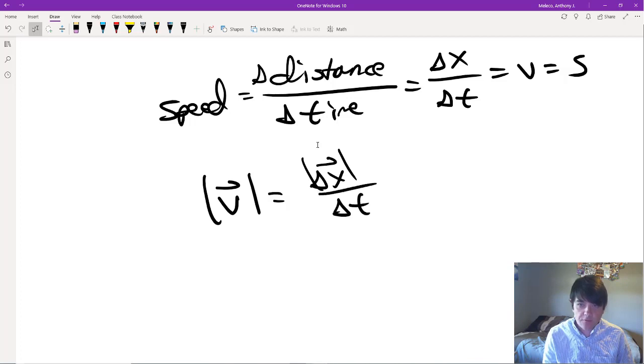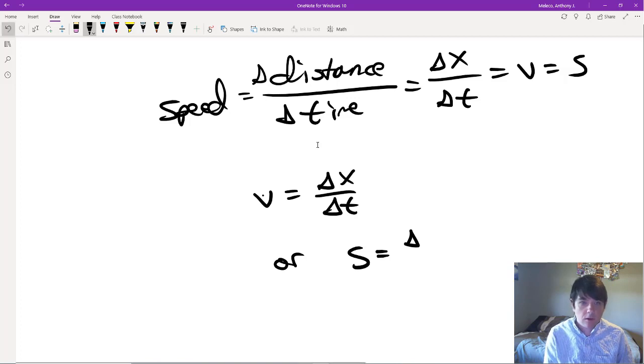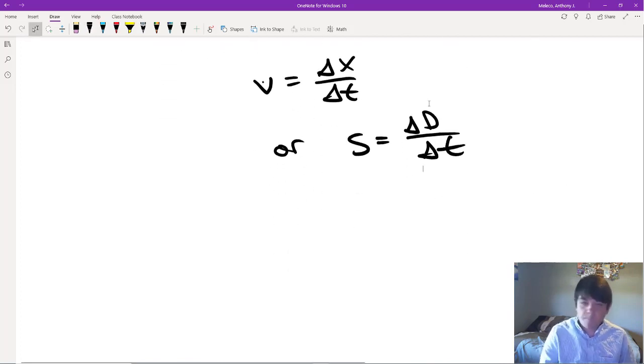Absolute value bars if you really want to. Okay, that's another way to represent it because it can only be positive. Honestly, I think if I'm writing speed, I would probably write v equals delta x over t, or I'd prefer s equals distance over time. Either one of these isn't ambiguous.